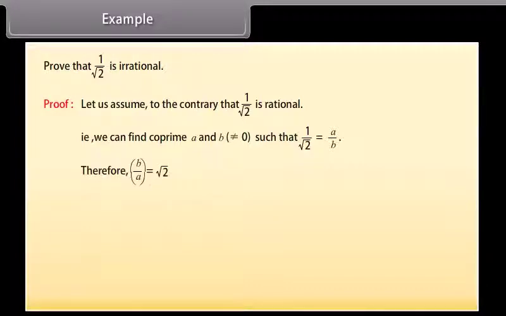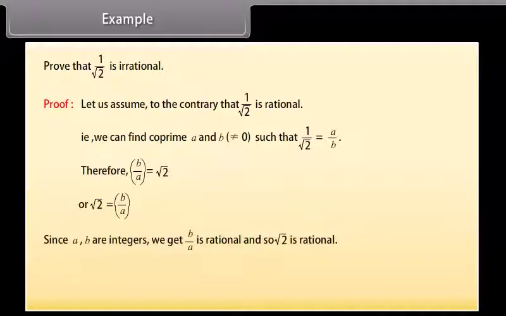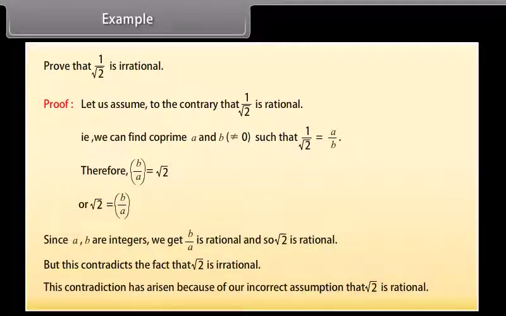Therefore, b upon a is equal to square root 2, or square root 2 is equal to b upon a. Since a, b are integers, we get b upon a is rational, and so square root 2 is rational. But this contradicts the fact that square root 2 is irrational. This contradiction has arisen because of our incorrect assumption that 1 upon square root 2 is rational.